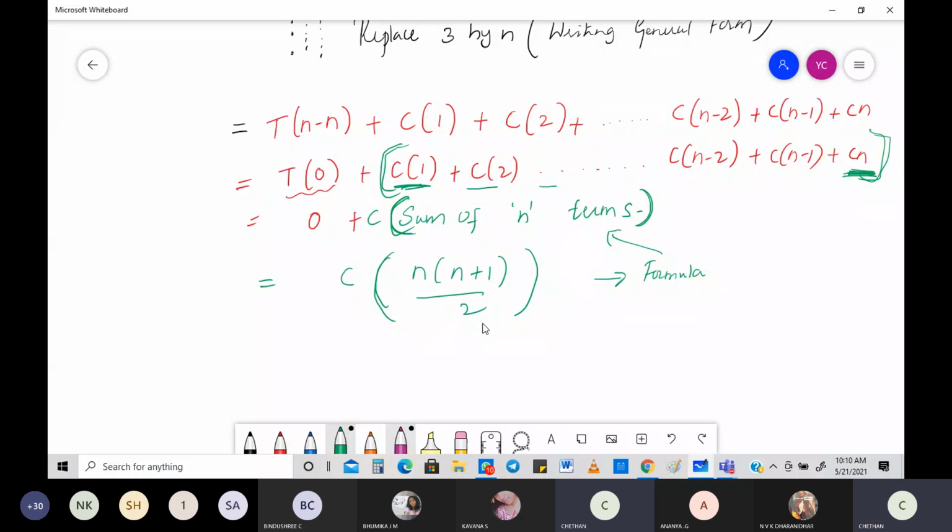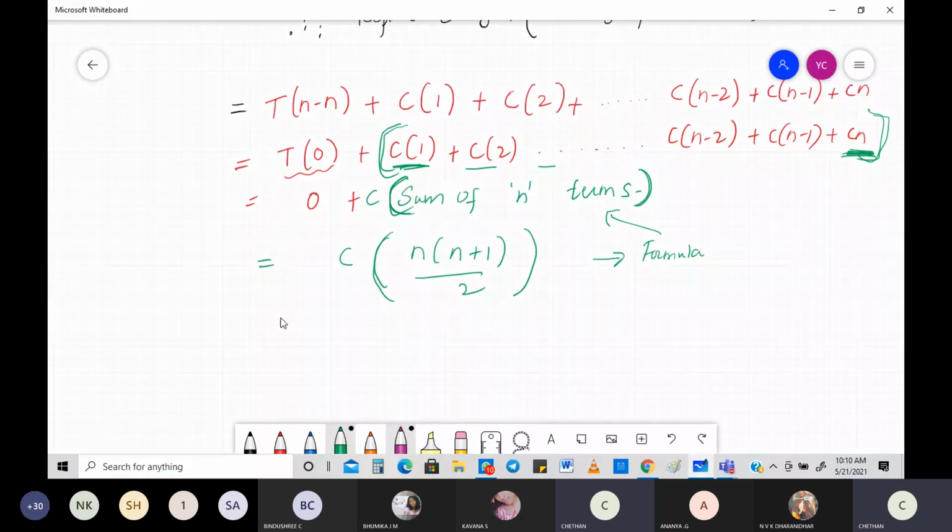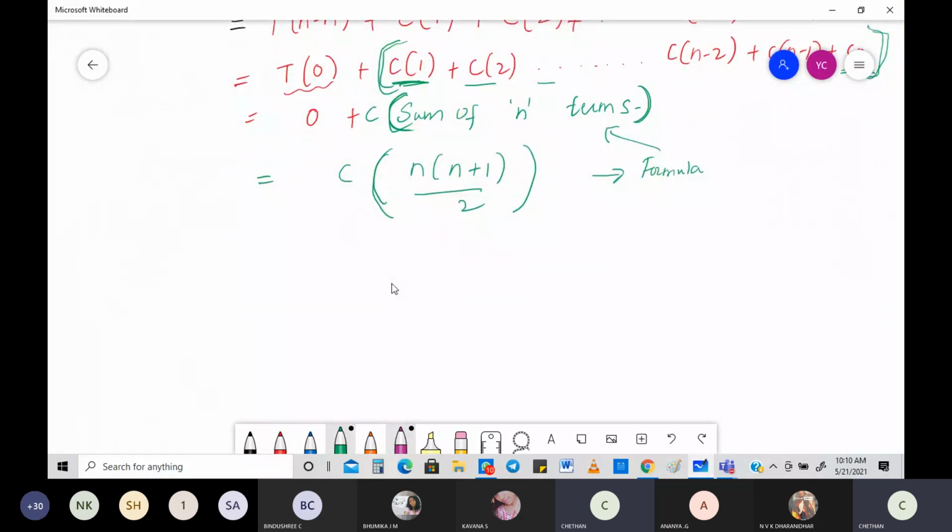Now what is the way of thinking about this? This T of n, the time complexity of n, is C of n into n plus 1 divided by 2, is what we got. We need to figure out what value we are going to get, and you can see very clearly this can be written as n square plus n, 1 by 2 of n square plus n.